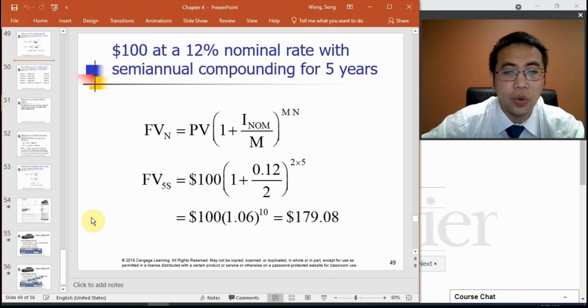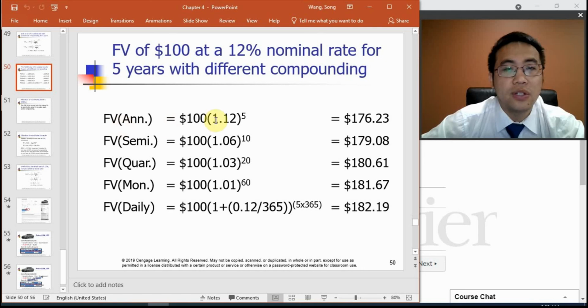And this value definitely will be larger than if you just use 100 times 1 plus 12% raised to the fifth. Okay, so if you just do annual compounding, as I just said, $100 times 1 plus 12% to the fifth, this is how much future value you would get. If you do the semi-annual compounding, 12 is divided by 2, and your number of periods will double, and you end up with more future value. If you do the quarterly compounding, then 12% would give you 3% per quarter. Then you have 20 quarters in 5 years, and you would get an even larger future value.